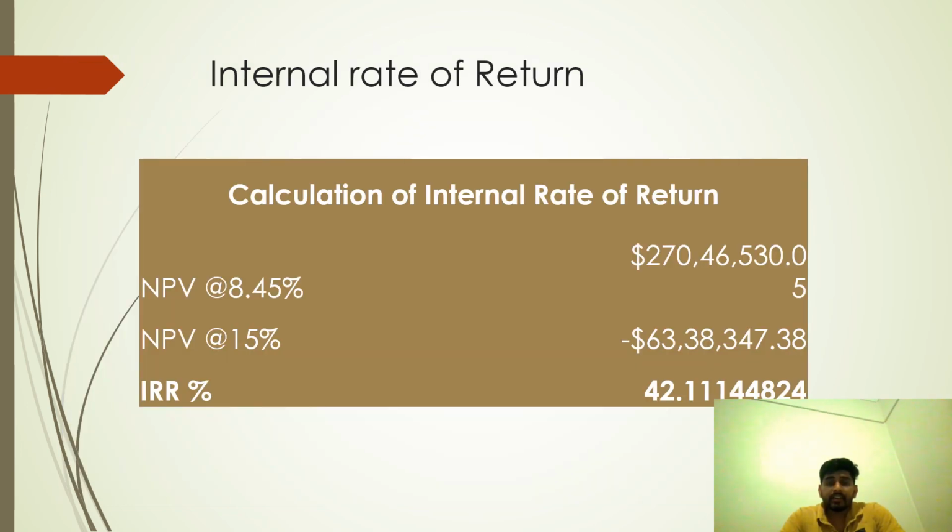Next slide is internal rate of return. The percentage of return at which the project's net present value is zero is known as the internal rate of return. This is often referred to as the project's break-even rate. This is used to determine whether or not the project will be approved. The project must be accepted if the rate is above the firm's cost of capital. In the present instance, the IRR exceeds the cost of capital, hence the project is approved.